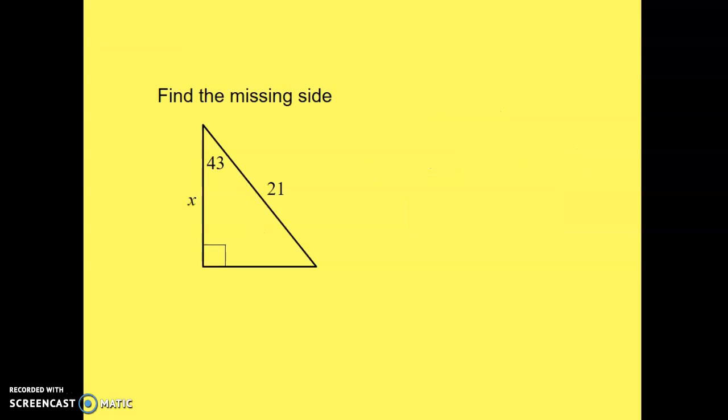All right, let's try another one. So we have a missing side. We're given 43 as our angle. The x is the adjacent. The 21 is the hypotenuse. So thinking of our trig functions, we're going to use the cosine function. So cosine of 43 is equal to x over 21.